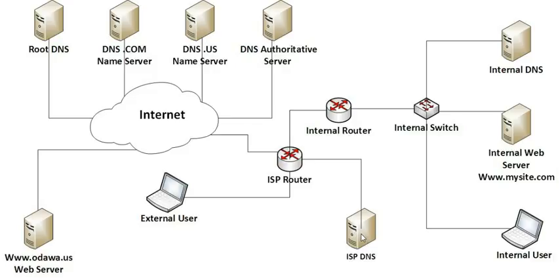So from here, it will send a request back saying that it does not know, but here is the IP address of the root DNS. So the external user's computer will send out a request to the root DNS. The root DNS server will reply back saying that it does not know where the IP address of mysite.com is, but it will send back an address to the external user of the DNS name.com name server.